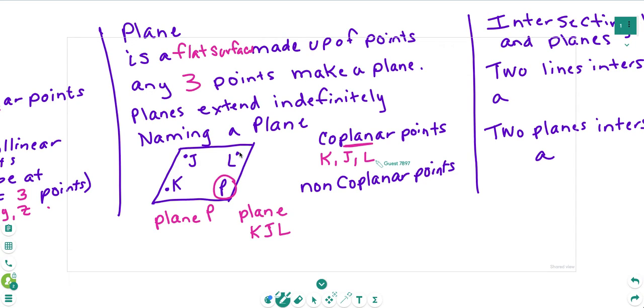Non-coplanar points? Well, in order to have non-coplanar points, we would have to have at least 4 points, which means I would have a point out here, let's say point M. So non-coplanar points would be K, J, L, M. They do not lie in the same plane.